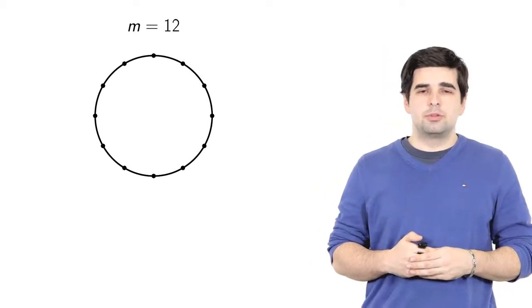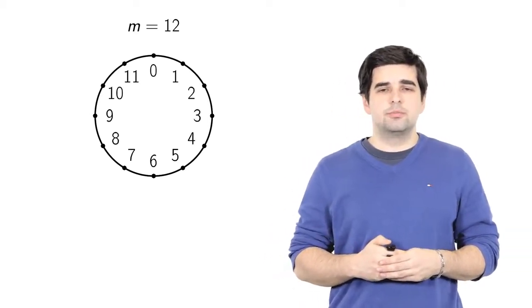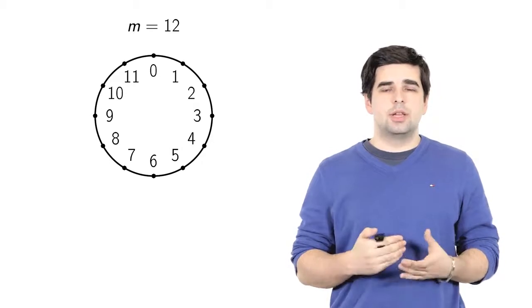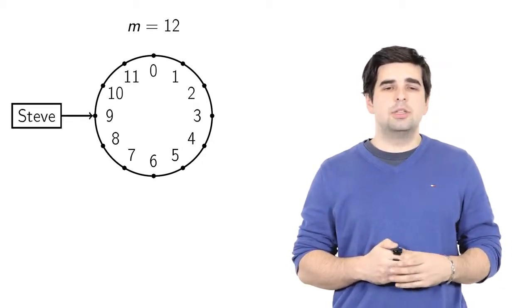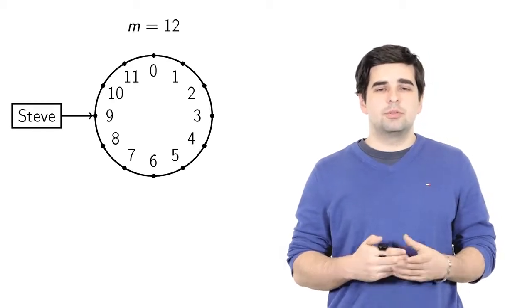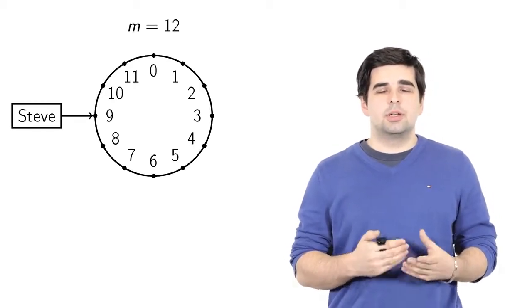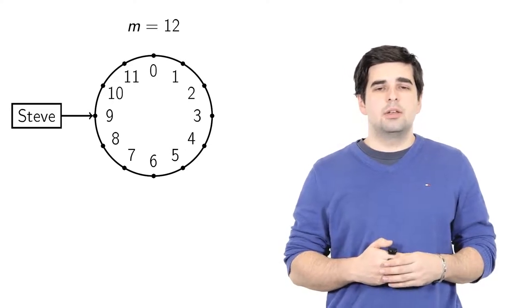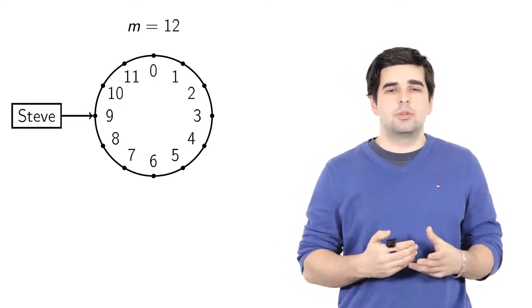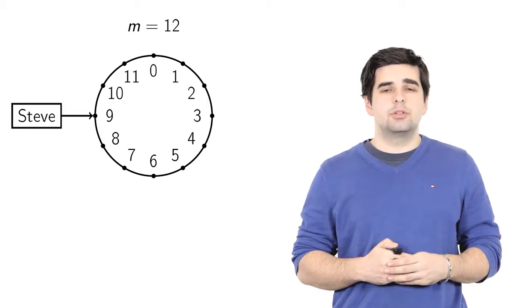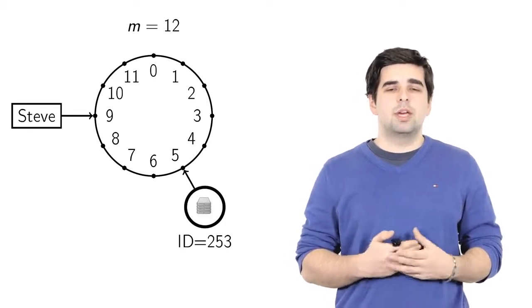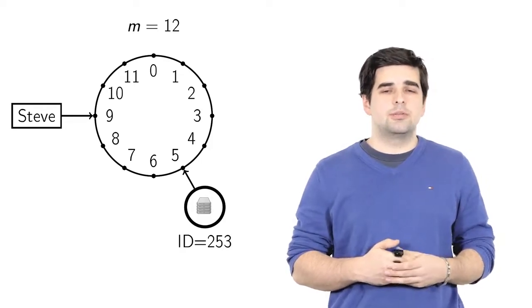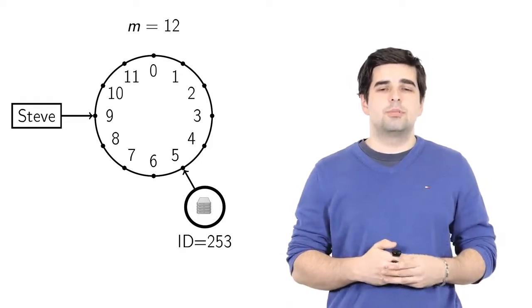So let's look at the picture. Here's our circle, and for example m is 12, then we put 12 points around this circle and we put numbers from 0 to 11 around this circle. And then objects such as, for example, the name Steve can be mapped to some of those 12 points, and if the hash value of Steve is 9, then Steve is mapped to the point with number 9. And also computers can be mapped to points, and for example this computer with ID 253, if the hash value of 253 is 5, then this computer is mapped to the point 5.